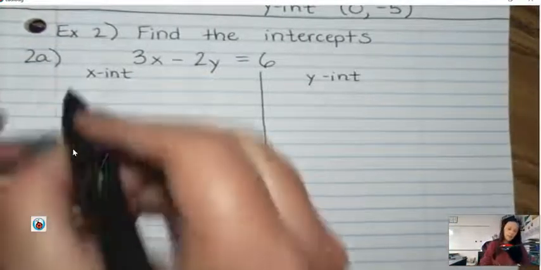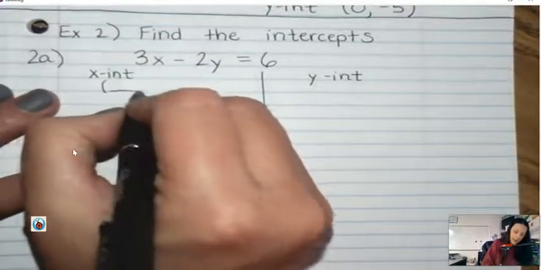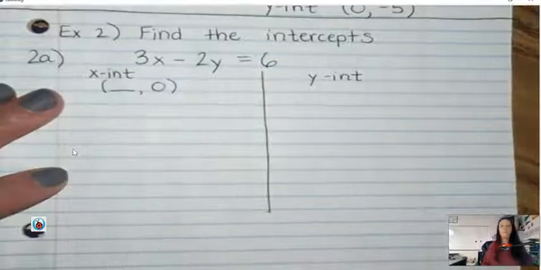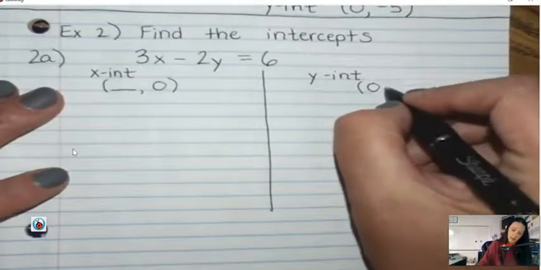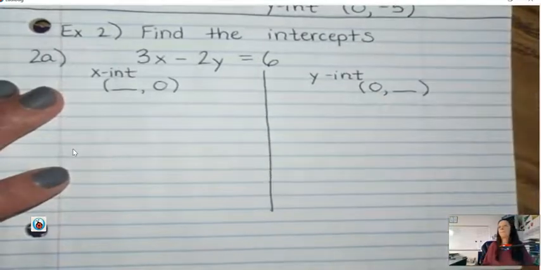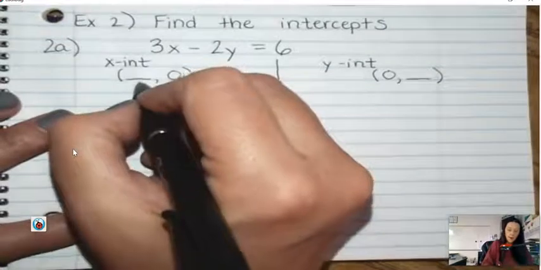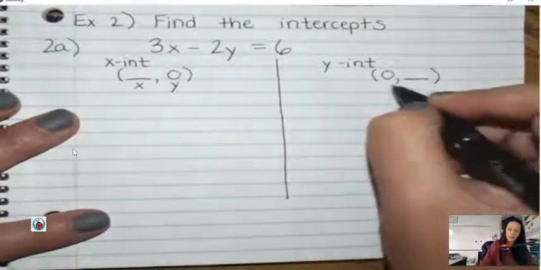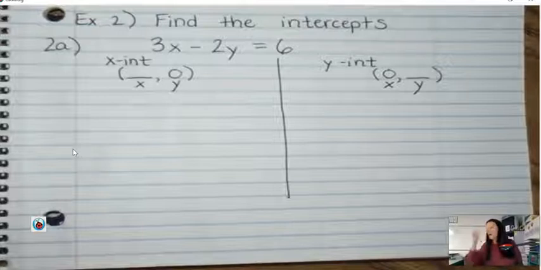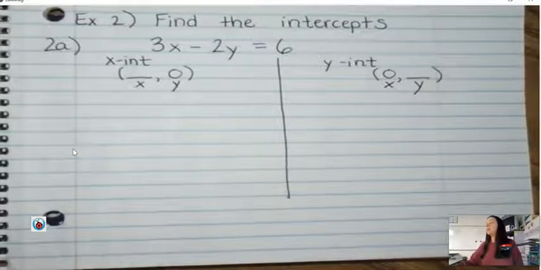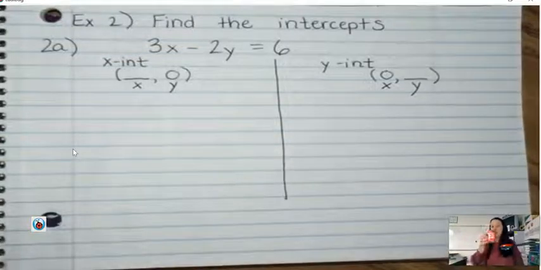The x-intercept is always listed as blank, comma, 0. The y-intercept is always listed as 0, comma, blank. Underneath those, go ahead and write x, y, x, y. I've been doing this, I don't know how many years, and every time I do intercepts, I still write it out like this. This is the easiest way to help.